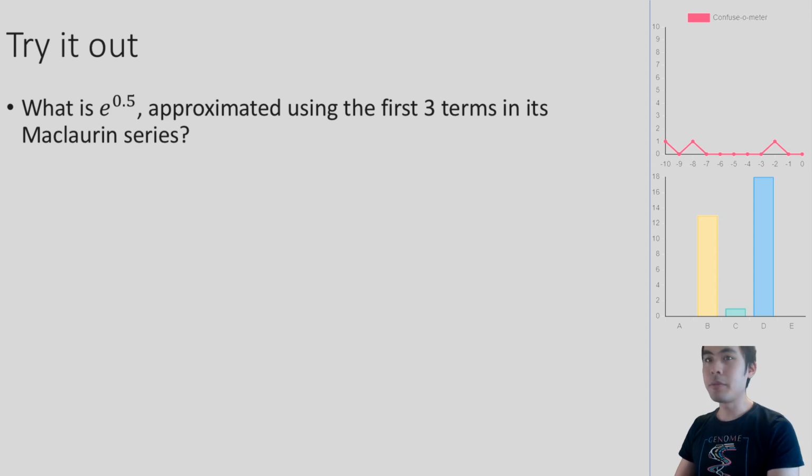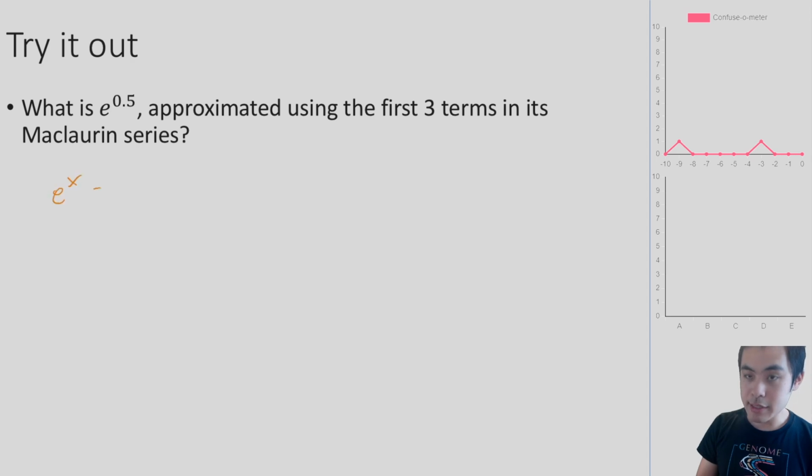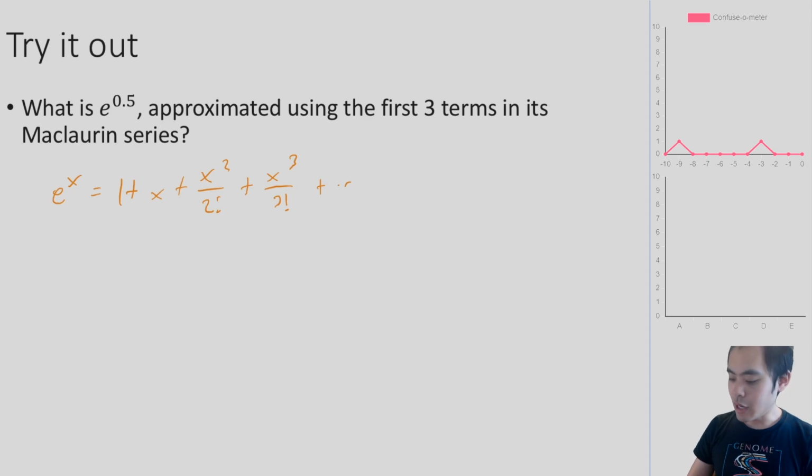So let's try it out. What is e to the 0.5 approximated using the first three terms of the Maclaurin series? So let me remind you, e to the x is equal to 1 plus x plus x squared over 2 factorial plus x cubed over 3 factorial, and so on. And I'm asking you to approximate it using the first three terms here.